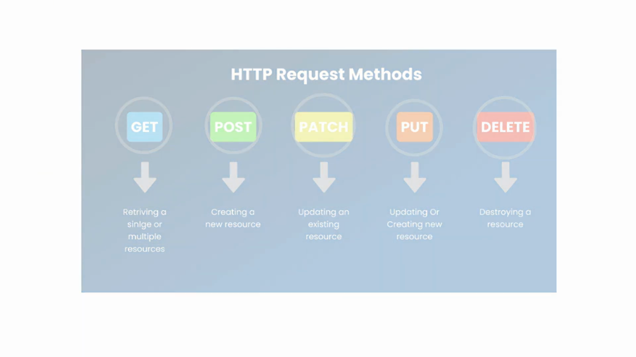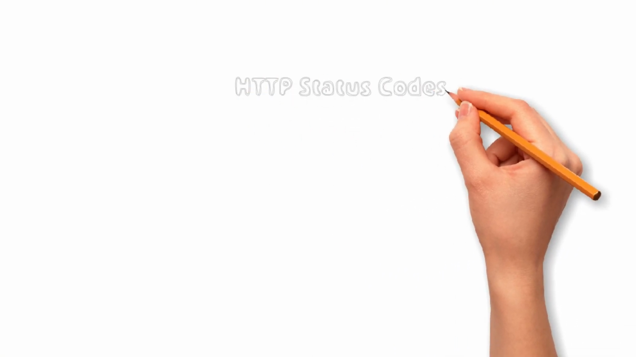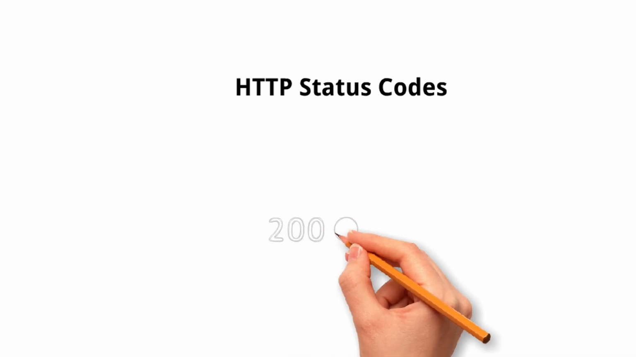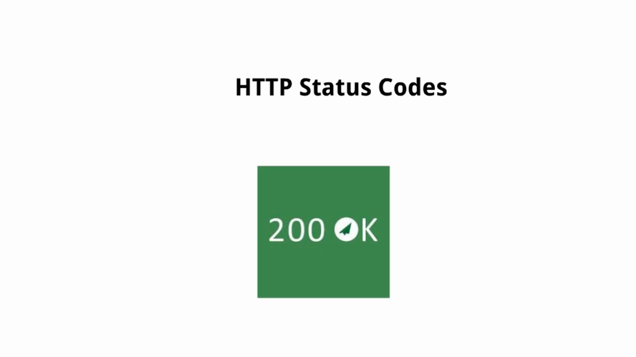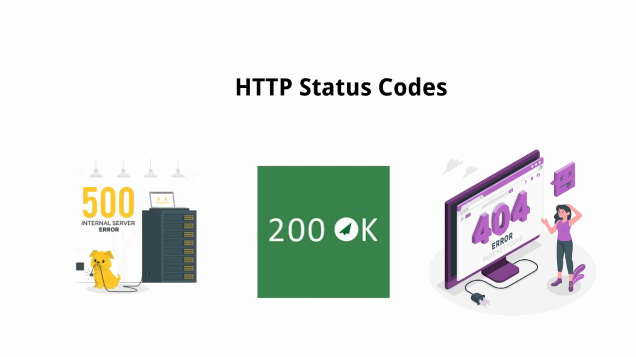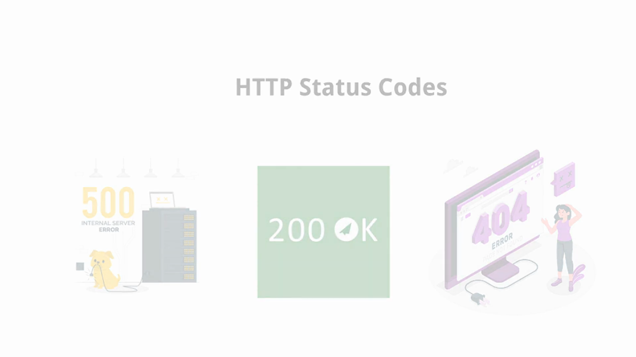Every time the server responds to a request, it also sends back a status code to indicate how the request went. Here are some common ones you'll encounter. 200 OK. Everything went well, and the browser received the data successfully. 404 Not Found. The server couldn't find the requested resource. 500 Internal Server Error. Something went wrong on the server's side. As a developer, understanding these status codes can help you debug issues when something doesn't work as expected.